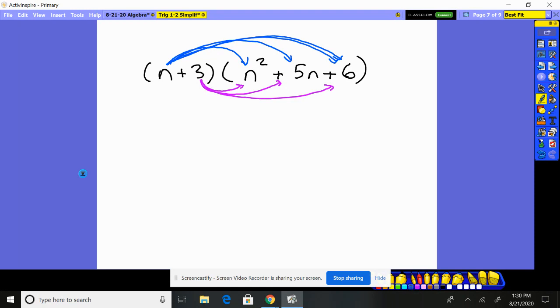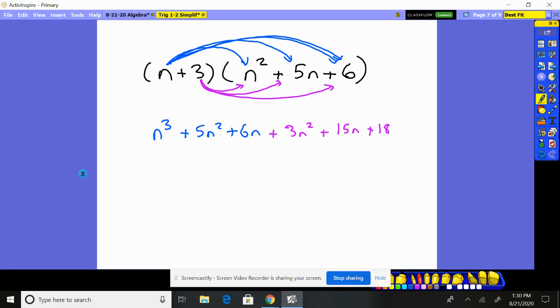So let's see what we get. n times n squared is n cubed. n times 5n gives you 5n squared. n times the 6 is 6n. Now when I distribute the 3 through, 3 times n squared, 3n squared. 3 times 5n, 15n. 3 times the 6, 18.